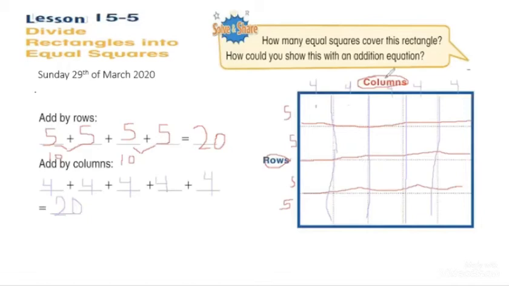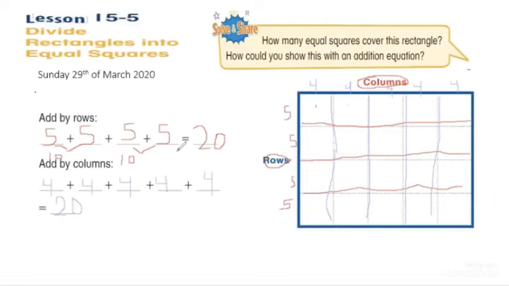Now, teacher, how many columns do we have? Count the standing lines. 1, 2, 3, 4, 5. We have 5 columns. 5 is the number of columns, but I wanted the number of square tiles. So I will count how many square tiles are inside each column. 1, 2, 3, 4. We have 4. I will write 4, 4, 4, 4, 4, one in each column.